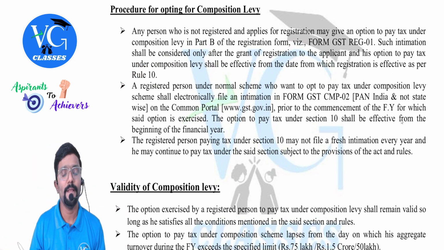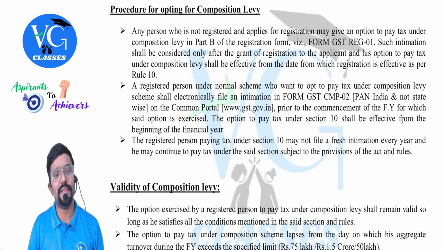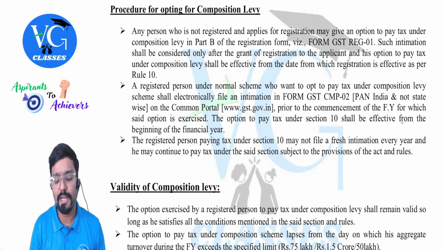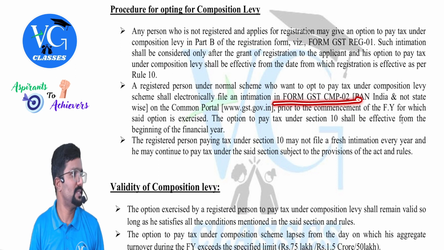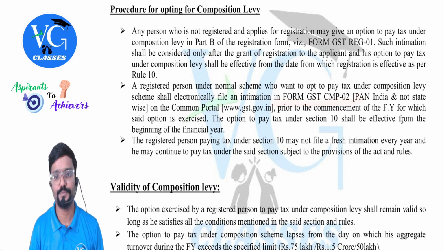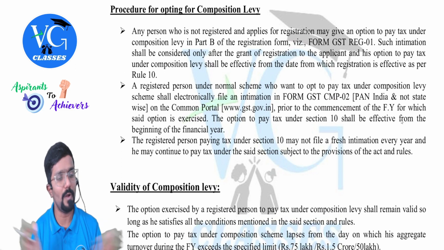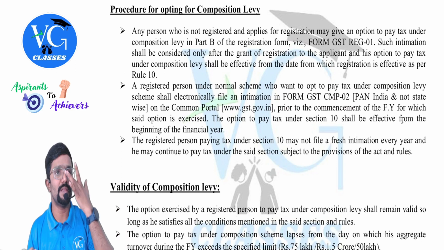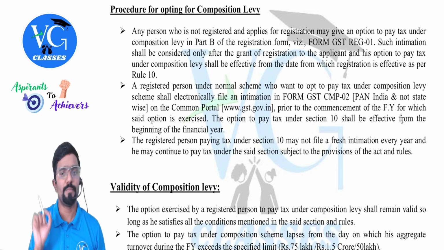Yes. A registered person under the normal scheme, that is section 9, who wants to opt to pay tax under composition levy scheme shall electronically file an intimation in form GST CMP 02. CMP stands for what? Composition. CMP stands for composition. Pan India and not state wise. That means you have to follow it for all your branches on the common portal, that is www.gst.gov.in. That is called the GST portal.